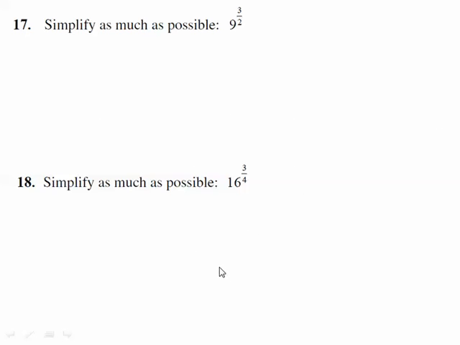So 17 and 18. 9 to the 3 halves exponent. Oof. Okay, let's do the root first. The root is 2. So technically this means what? Square root of 9? 3. I go with that. 3. And I personally like to put parentheses, because with parentheses, that tells me exactly what I took the square root of, and what I got.